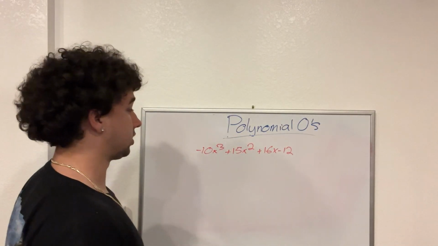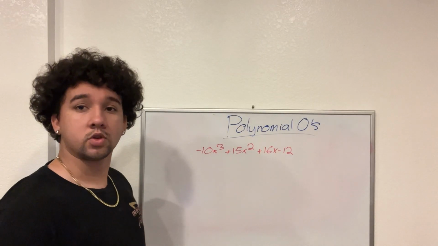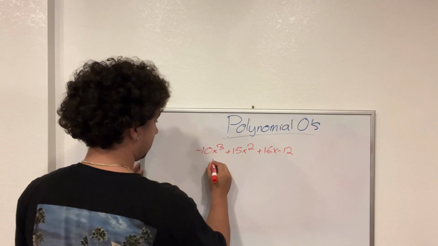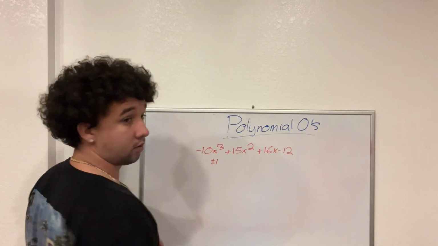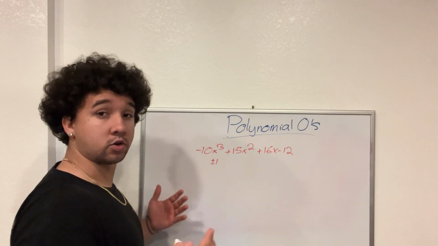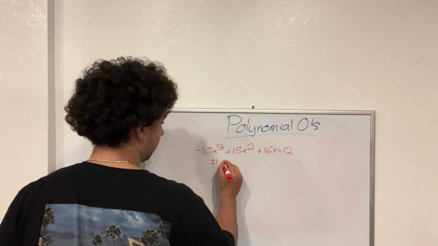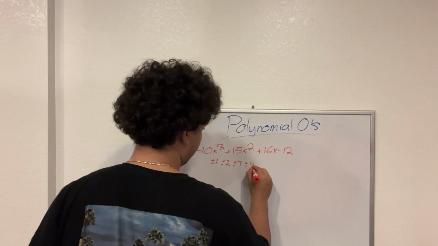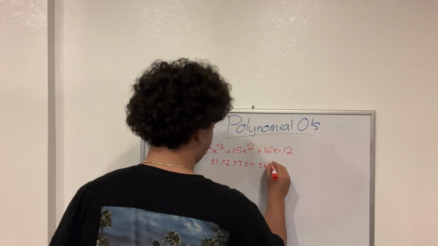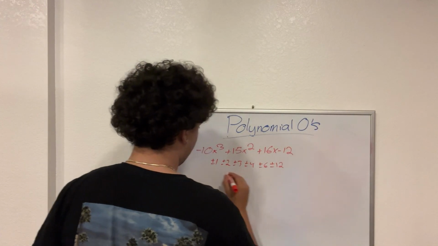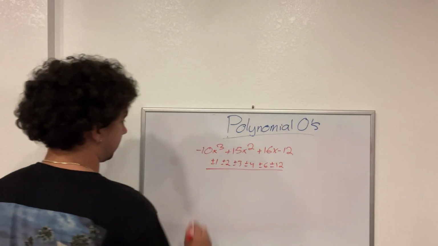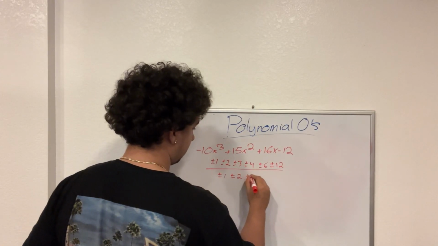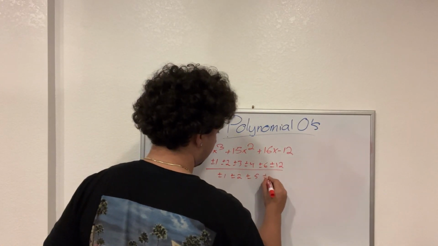So what I'm going to have to do is use the rational root theorem. So what is that? Essentially, it is all the factors of 12, almost like my factor rainbow. Everything that multiplies to 12: plus minus 1, plus minus 2, plus minus 3, plus minus 4, plus minus 6, plus minus 12, all divided by the factors of 10, so plus minus 1, plus minus 2, plus minus 5, plus minus 10.